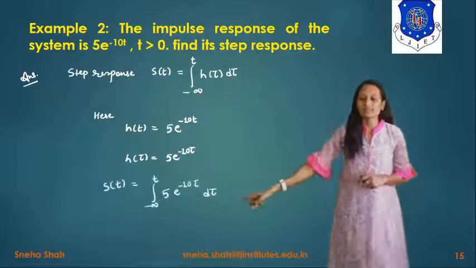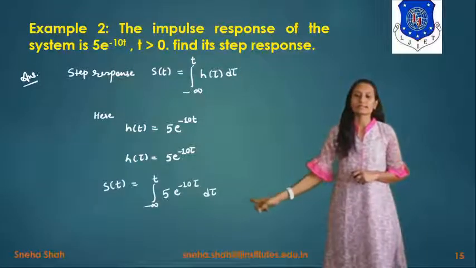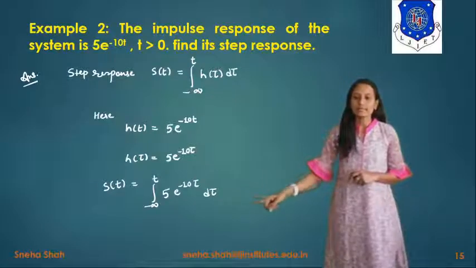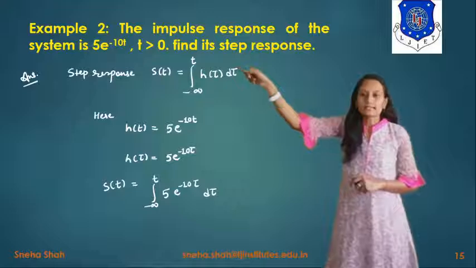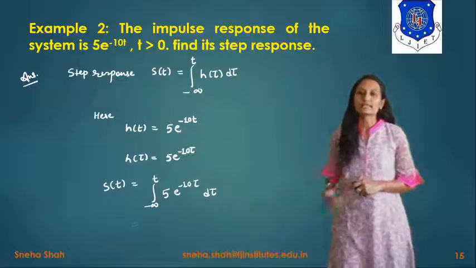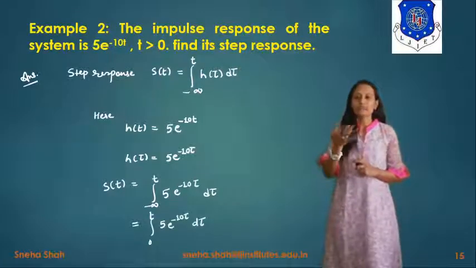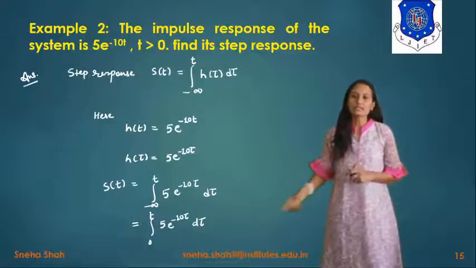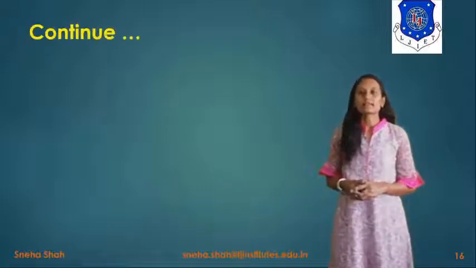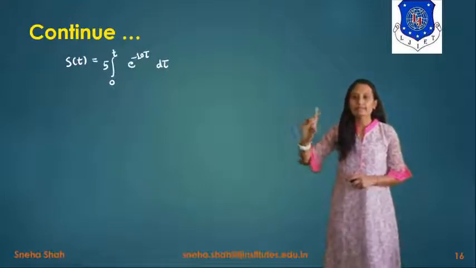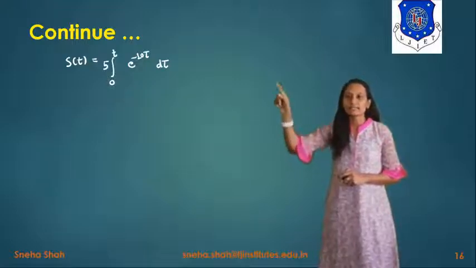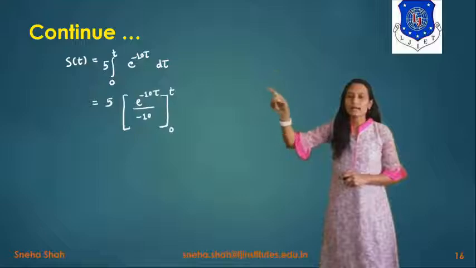So the step response S of t equals the integration from minus infinity to t of pi into e raised to minus 10 tau d tau. As we have taken t greater than 0, this range will convert from 0 to t. So the value will be the integration from 0 to t of pi into e raised to minus 10 tau d tau. Now if we solve this term, the value of S of t equals, pi is a constant, so it will be outside of this integration. So pi into the integral from 0 to t of e raised to minus 10 tau d tau.